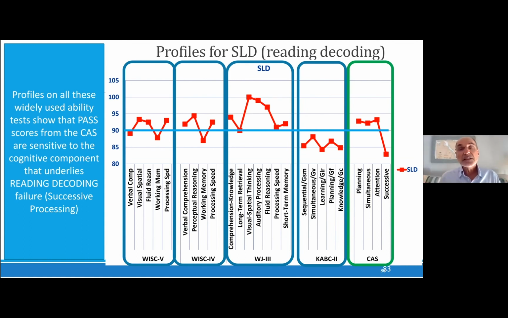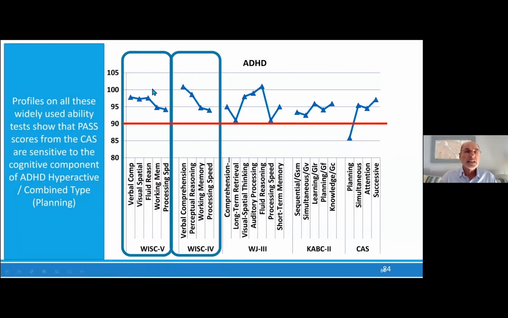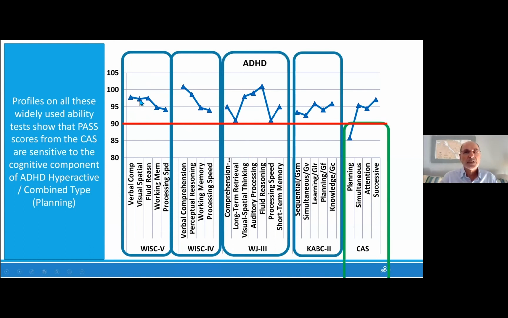Now, these data are really important, but it's not enough. What other group do we often have difficulty differentiating from specific SLD kids? ADHD. So what do children with ADHD look like? That's the next set of data. Children with ADHD on the WISC-5 and the WISC-4, everything's good. In other words, the WISC-5 and the WISC-4 don't reveal any cognitive explanation for the behaviors related to ADHD. Neither does the WJ, neither does the KBC. The CAS sure does.